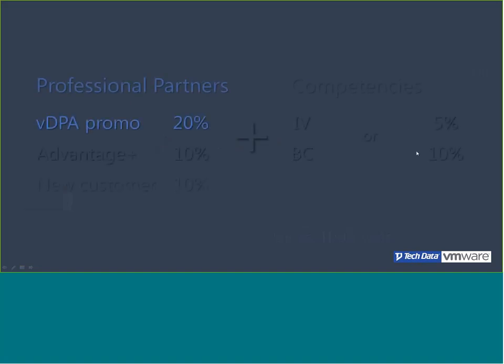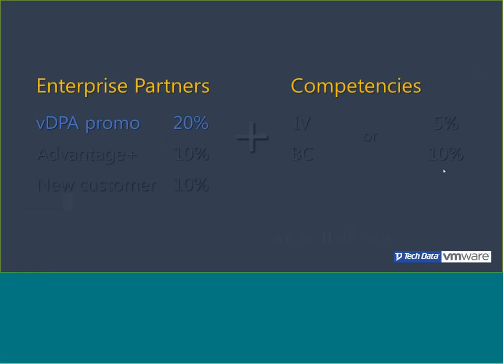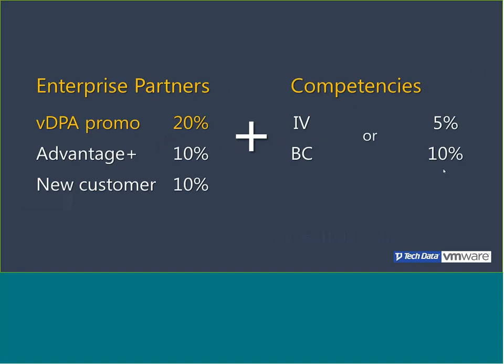For the professional partners, VMware partners that are on the call with us today, there's a VDPA promo that's going to give you 20% off on the back end. And this is going to run until June 30th. For enterprise partners, you're actually going to be eligible for up to 50% off. So I gave you that $1,095 MSRP, and now I'm telling you that you're eligible for up to 50% off. And that's 40% right off the front end. You've got your VDPA promo, that's your 20% right there, Advantage Plus 10%, new customer for 10%, and then your competencies as well can add to that.